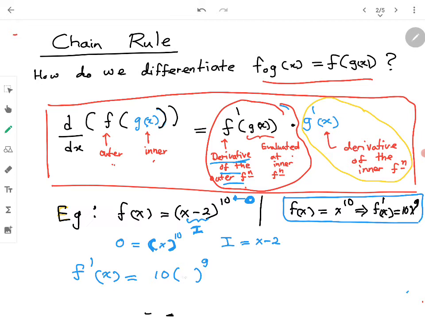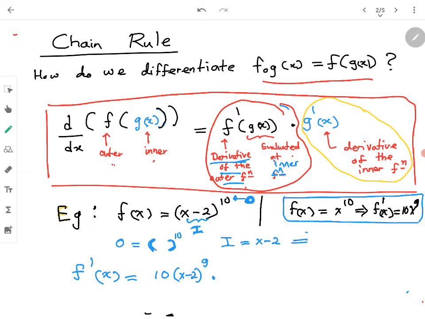But instead of x here, you need to put the inner function inside. We are evaluating the derivative of the outer function at the inner function. So instead of x, you need to put x minus 2, whatever the inner function value. So that's the first part.